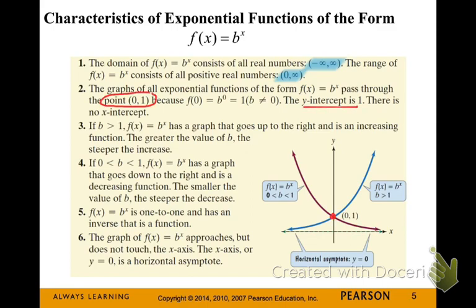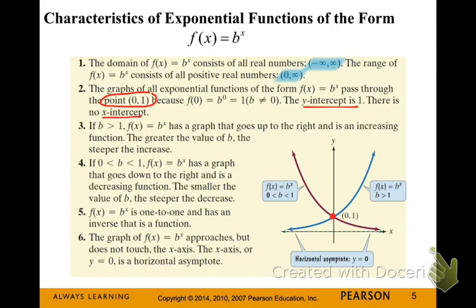Graphs of all exponential functions will pass through the point (0, 1), and that's because it doesn't matter what the base is, anything to the 0 power is 1. So that means our y-intercept, no matter what the base is, is going to be 1. And this also means there's going to be no x-intercept, because we're never actually reaching the x-axis.